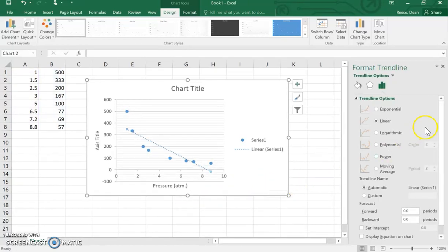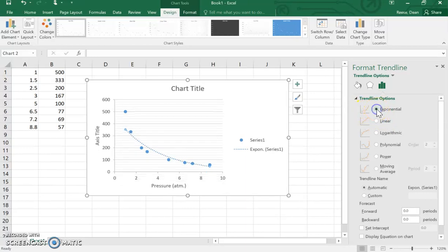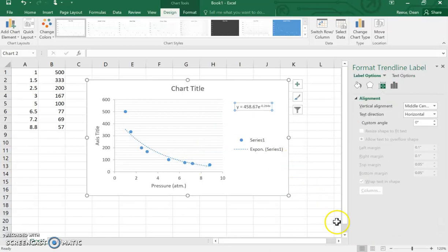When you do that, a menu pops up over here with different options. Now the default is linear, and obviously, like we said, it's not a linear trend, so we need to change this. Here's a curve, so maybe it's exponential. So that line fits our data better, but it seems to be below our data, above our data, and then below our data. So it doesn't fit the data great. And we can even display the equation on chart.